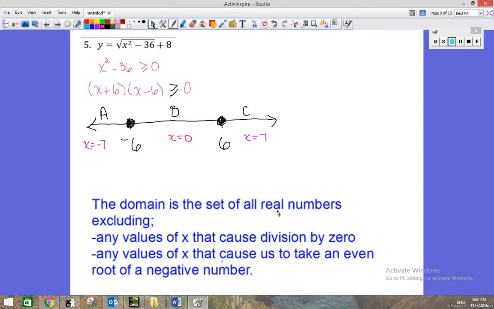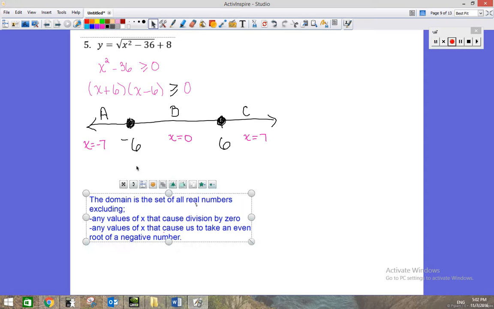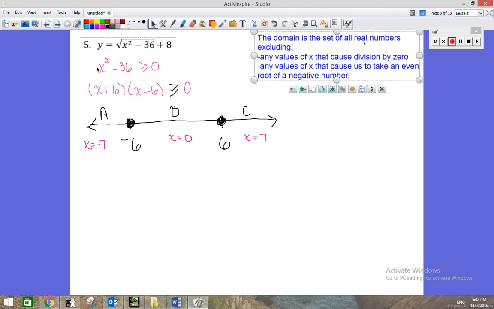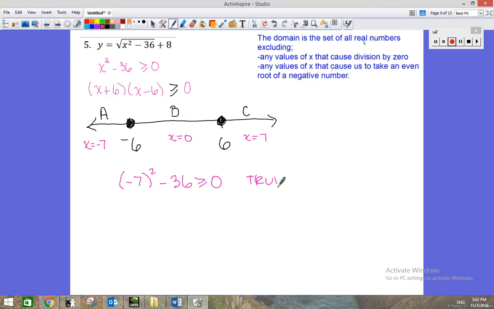Okay, so you might be thinking, test point, what is he going to test? I'm going to test to see if my inequality is a true or false statement. x squared minus 36: if x were allowed to equal negative 7, then instead of x squared I would have negative 7 squared. And is this a true or false statement, that negative 7 squared minus 36 is bigger than or equal to 0?